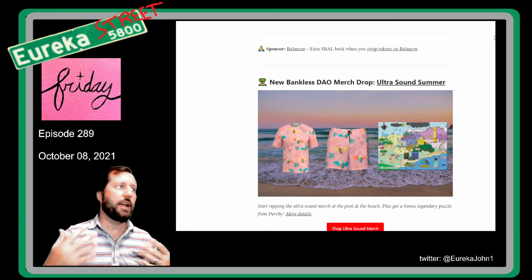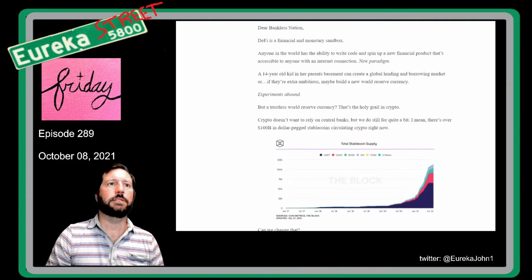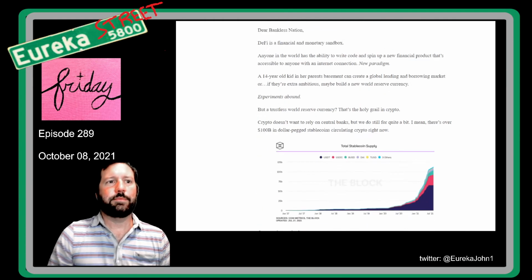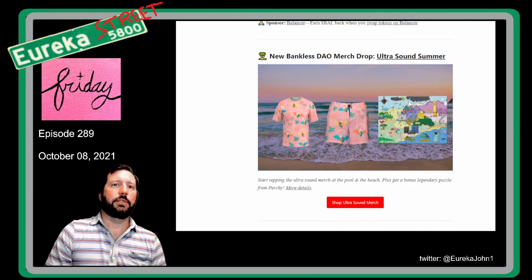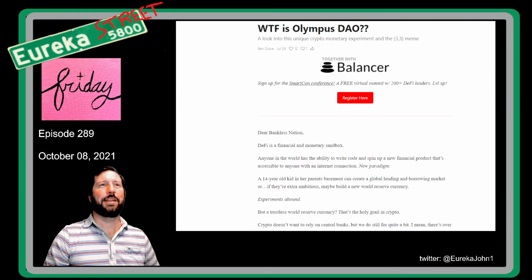And this is me trying to explain this. Look at these fancy little clothes coming out by the Bankless DAO. I would never wear those. I might wear those to go swimming. Yeah, sure, why not? All right, let's see here. Matt, yeah, you don't want to see me in a swimsuit. No. I'm not exactly Fabio.